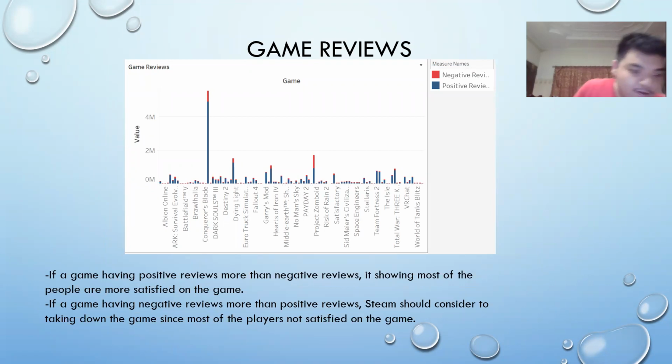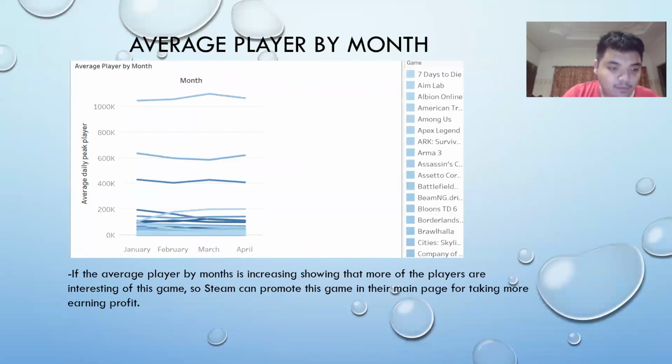So if a game has more positive reviews than negative reviews, it shows most of the people are satisfied with the game. But if a game has more negative reviews than positive reviews, the team should consider taking down the game, since most of the players are not satisfied with this game. If the average player by month is increasing, it shows that more of the players are interested in this game, so Steam can promote this game on their main page for taking more earning profit.